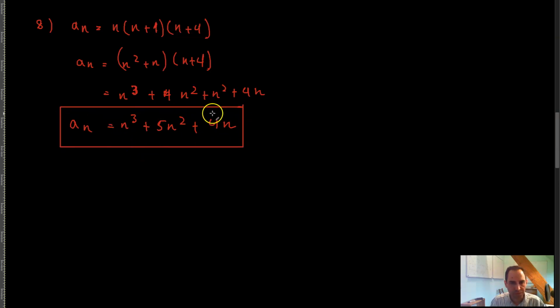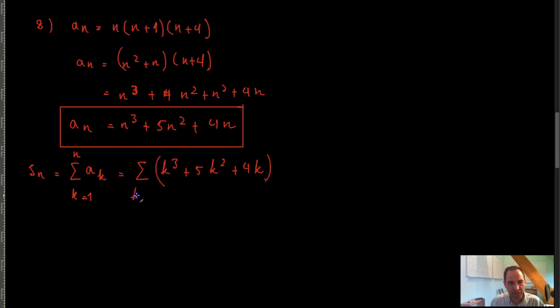Moreover, if you want to find S of n here, you can write sigma a of k as k goes from 1 to n, which is the same thing as sigma of k cubed plus 5 times k squared plus 4 times k, as k goes from 1 to n. That is the same thing as sigma of k cubed as k goes from 1 to n, plus 5 times sigma of k squared as k goes from 1 to n, and plus 4 times sigma of k as k goes from 1 to n.